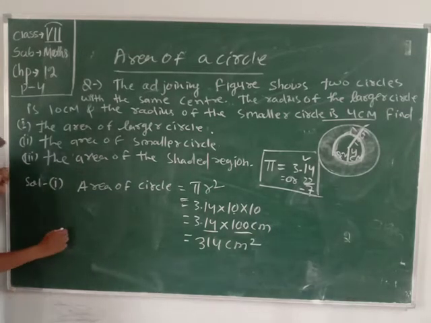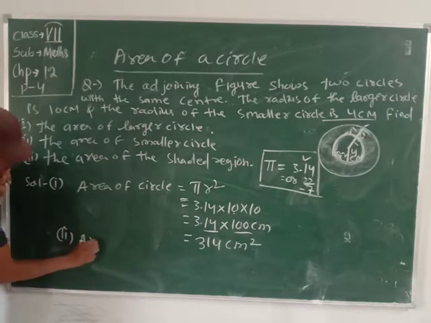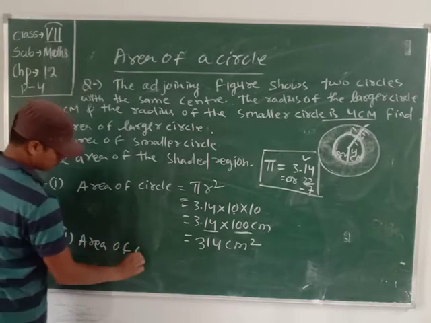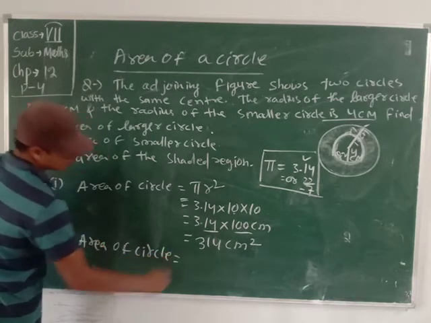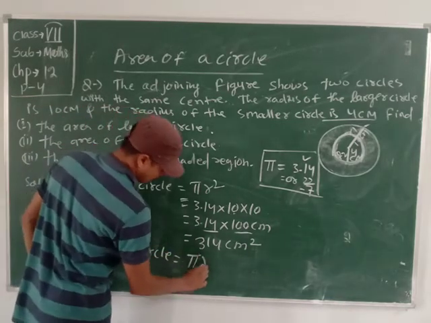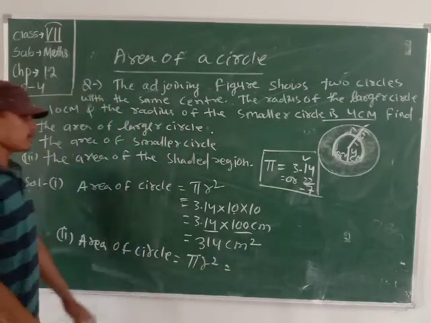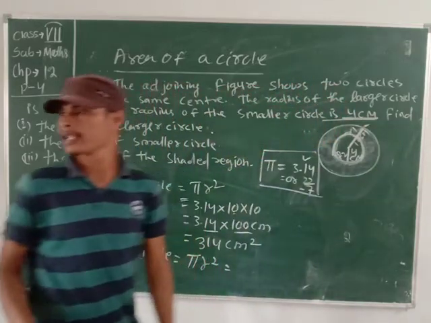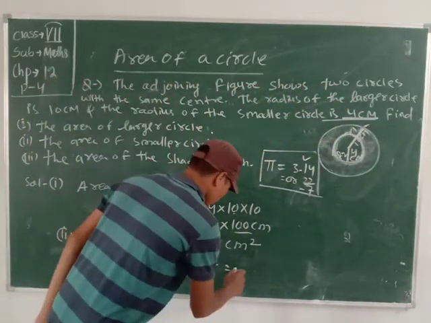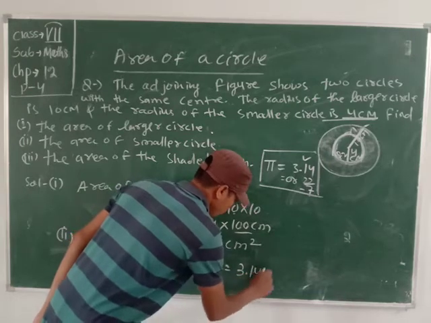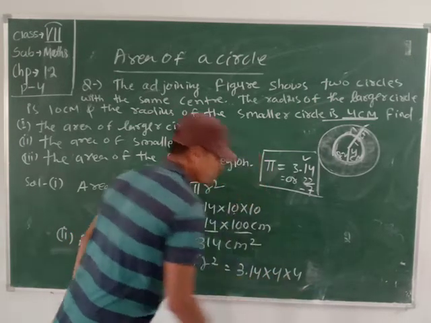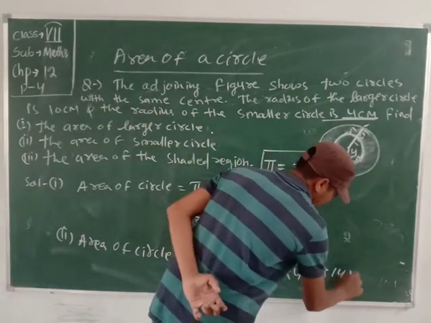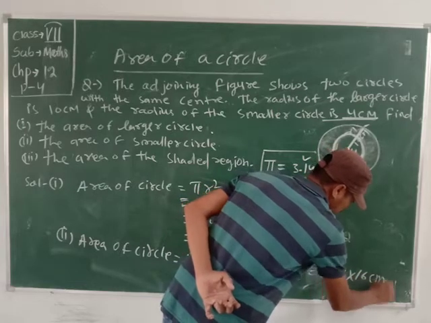Okay, then the second question. Solution for 2: area of the circle. Here we are seeing a circle, so you know that pi r square. And the radius of the smaller circle is 4 centimeter. So we take 3.14 into 4 into 4. Now when you multiply, 3.14 into 16 centimeter.